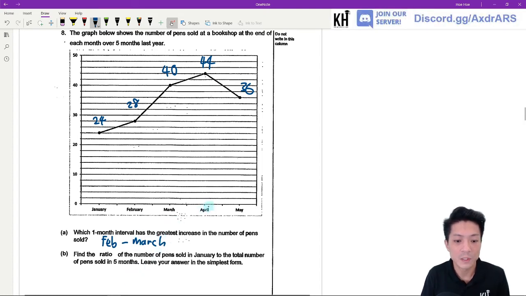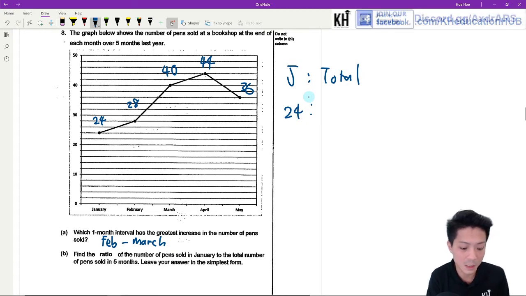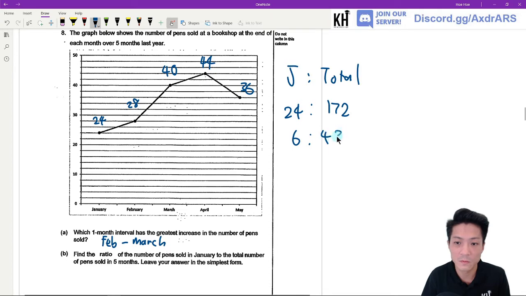Part B, find the ratio of the number of pens sold in January to the total number of pens sold in the 5 months. J is to total. So January is 24. Let me find the total. 24 plus 28 plus 40 plus 44 plus 36 is going to give me 172. Change this into the simplest form. It's going to give me 6 is to 43. This is the answer for part B.